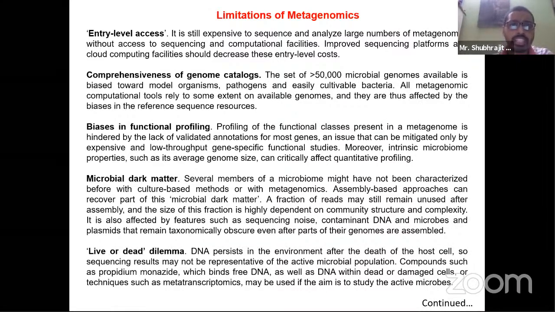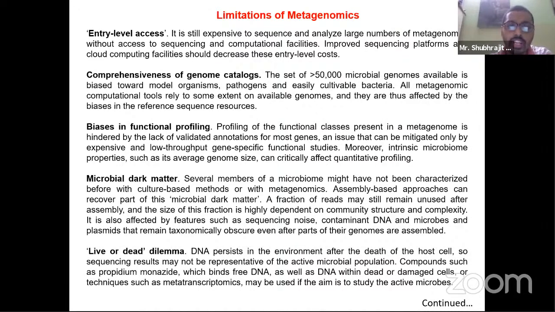Then the comprehensiveness of the genome catalog. We don't have all the reference genomes available. So even if we identify any gene, we don't have any reference gene or closely related gene available to make an assembly. So we have to rely to some extent on the available genomes, which might not be very exact, but using that we can identify the sequences.